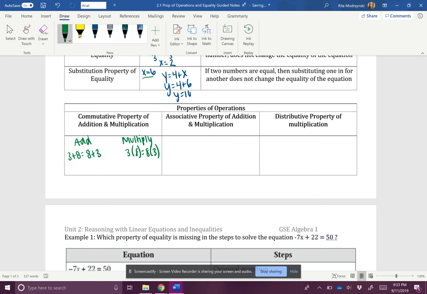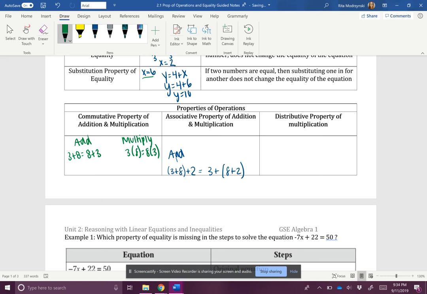The associative property says that we can move around the grouping symbols, or the parentheses, of an addition or a multiplication problem, and it would still give us the same answer. An example for adding: (3 plus 8) plus 2 is also equal to 3 plus (8 plus 2). And notice how the only thing that changed was the grouping symbols.